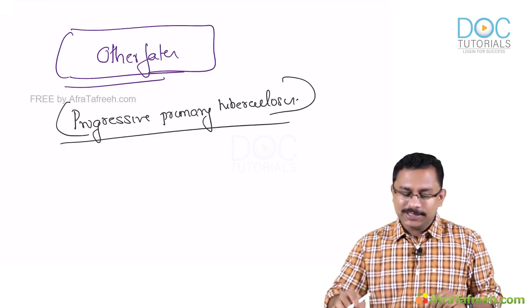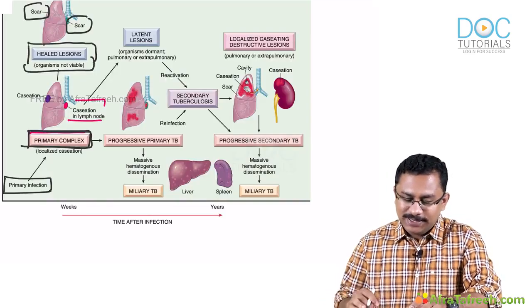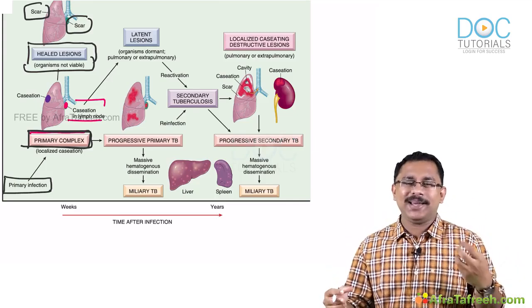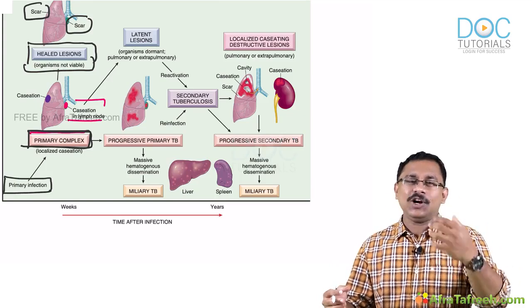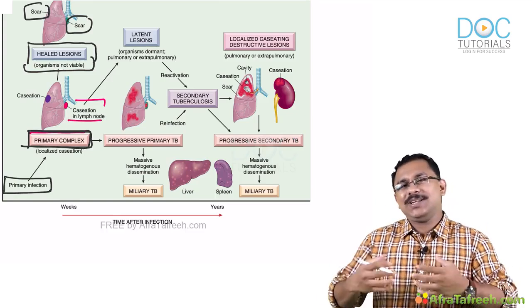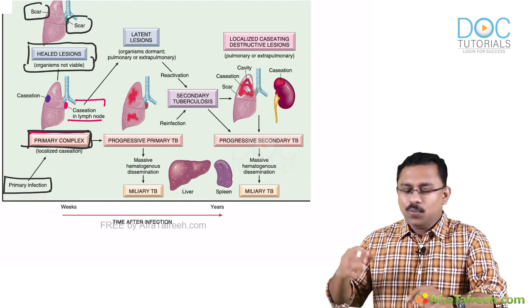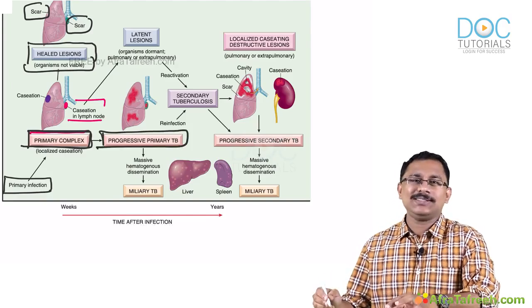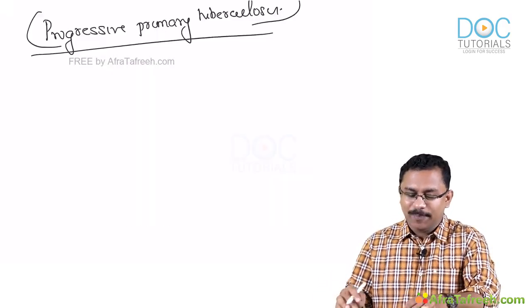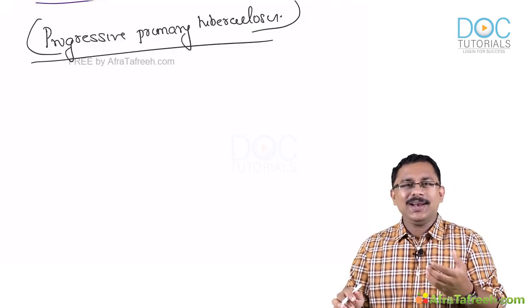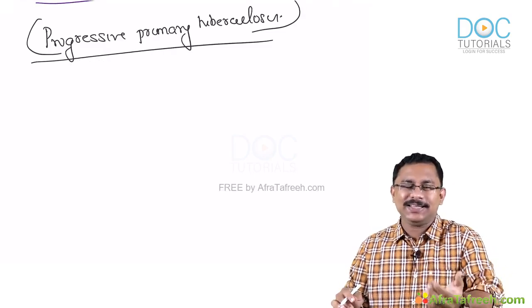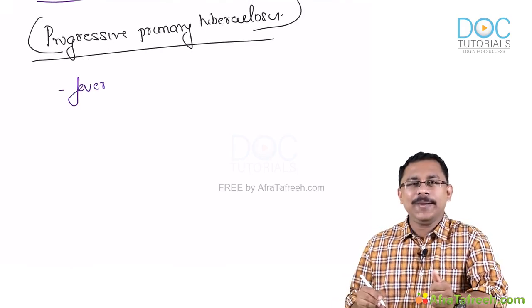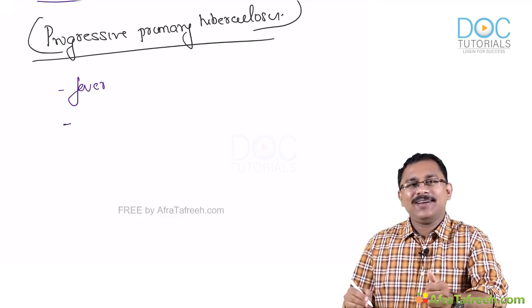Progressive primary tuberculosis means, you see in the picture here, the body was somehow not able to mount an immune response and contain the Ghon complex, because of which the disease has progressed. Now when the disease progresses, the individual may have certain features. Yes, he may have a fever. He may also have other features.